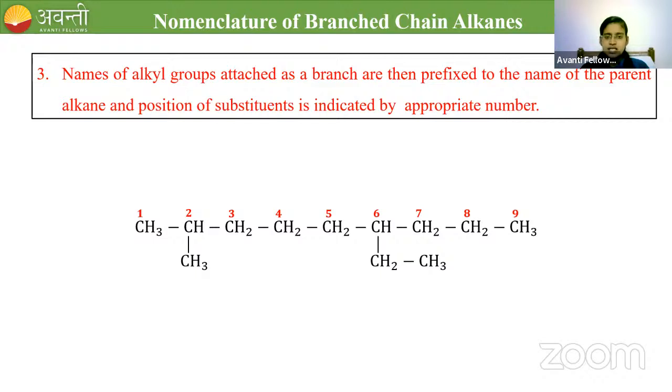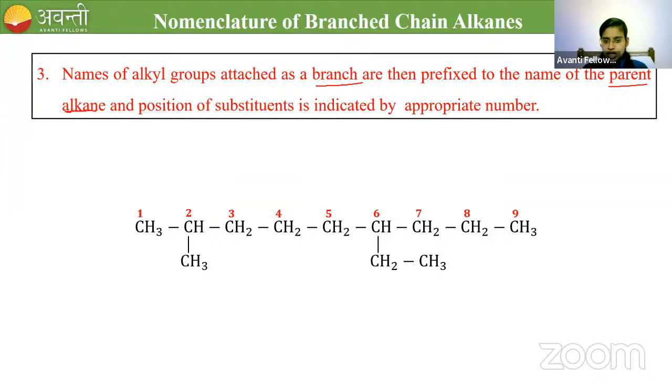Rule number 3 says the names of the alkyl groups attached as a branch are then prefixed to the name of the parent alkane. So all the substituents or all the branches should be written as a prefix to the parent alkane. You all know what a parent alkane is, right? The number of carbons in the parent chain gives the parent root word. That is called the parent alkane. And the position of the substituent is indicated by the appropriate number.